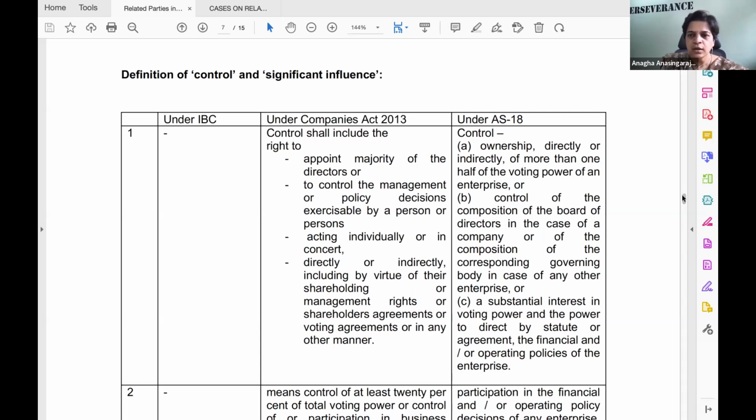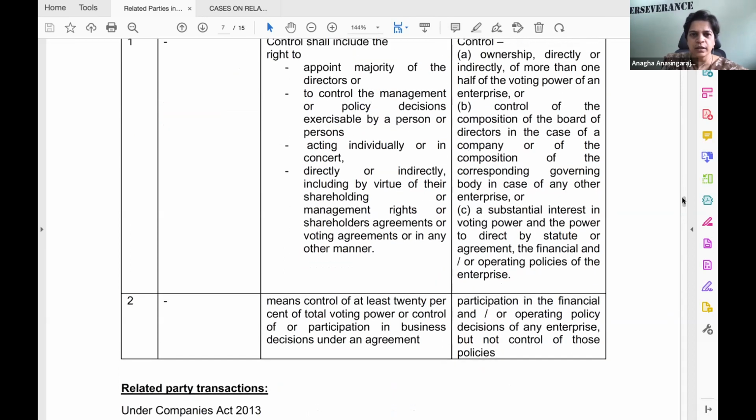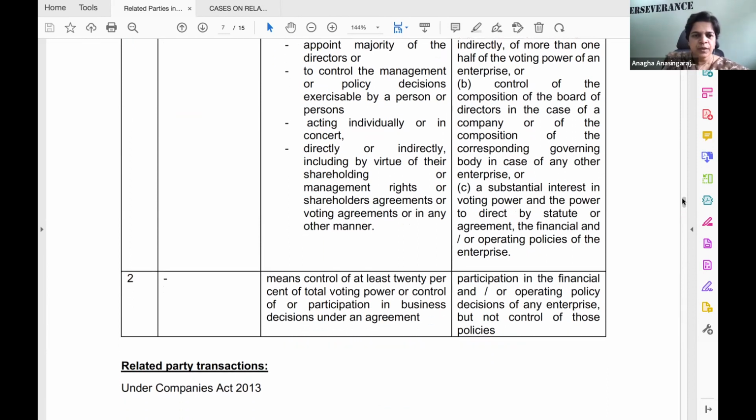So if we see, the definition under AS 18 is going beyond what is given in the Companies Act. The Companies Act talks about voting powers and those things, or power to appoint majority directors. Here it goes beyond that, and it talks about a substantial interest in the voting power and the power to direct by statute or agreement the financial and operating policies of the enterprise. So all those things are also covered in the definition given in AS 18.